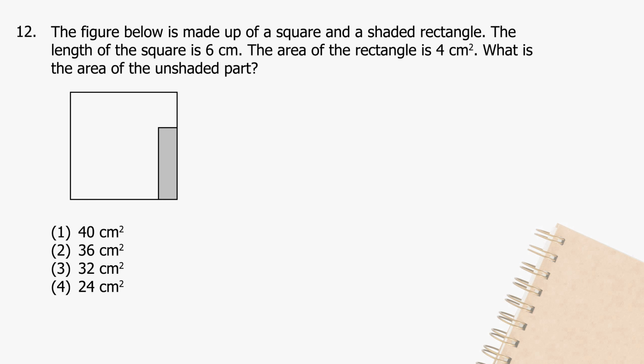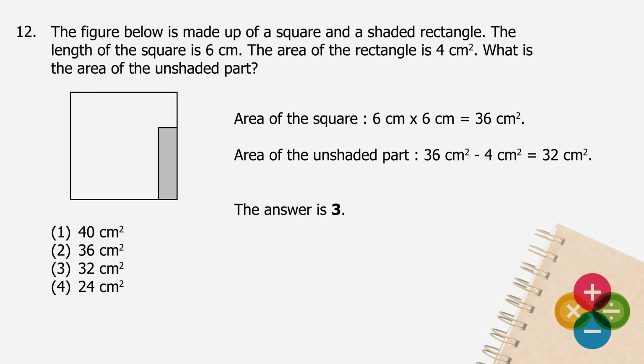Question 12. The figure below is made up of a square and a shaded rectangle. The length of the square is 6 cm. The area of the rectangle is 4 square centimeters. What is the area of the unshaded part? The area of the square will be: multiply 6 cm by 6 cm, and the product is 36 square centimeters. The area of the unshaded part will be: subtract 4 square centimeters from 36 square centimeters, and the difference is 32 square centimeters. The answer is 3.